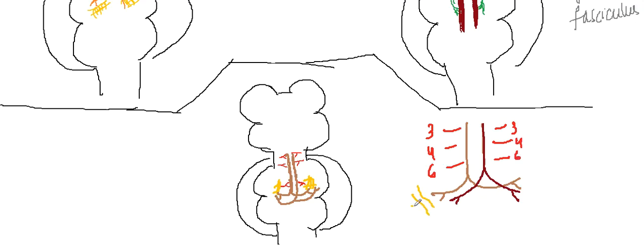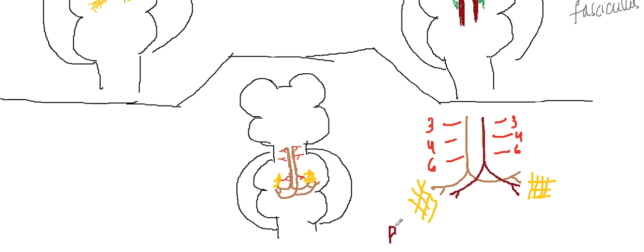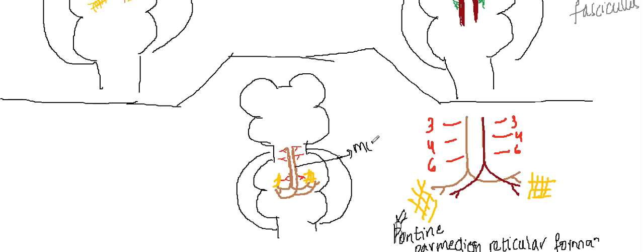So this is the pontine paramedian reticular formation. I'll write it in another color, black. This is called the pontine paramedian reticular formation, this one. And this is called the medial longitudinal fasciculus.